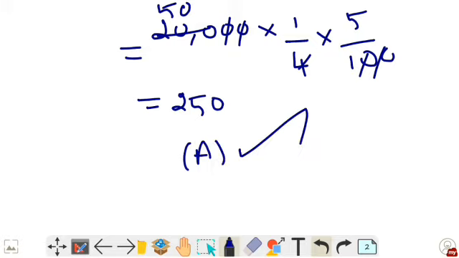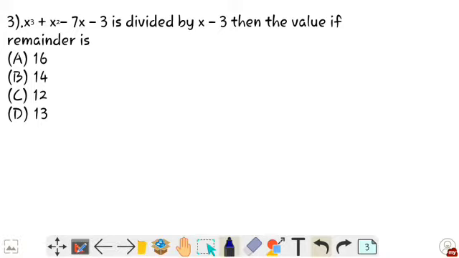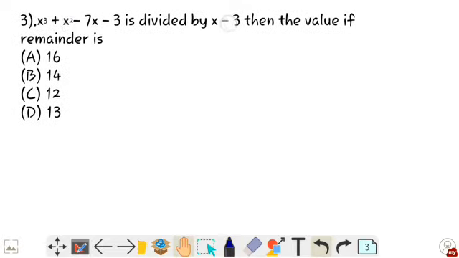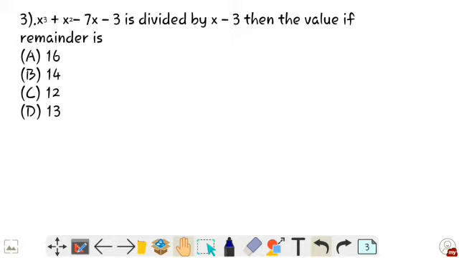Next we move on to the next question. What is the remainder when x cube plus x square minus 7x minus 3 is divided by x minus 3? What they are asking is, if this part is divided by that part, what is the remainder? Easy one.